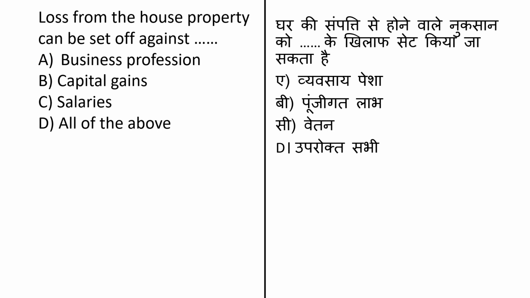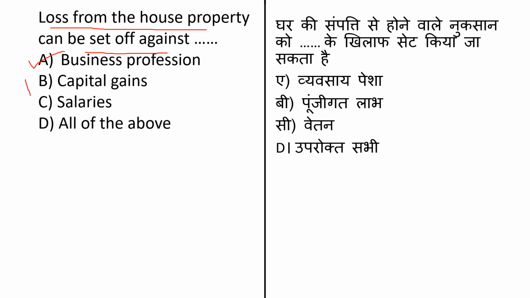The next question is, loss from the house property can be set off against what? Here they ask you about the loss from the house property. For this, the first option is business profession. Here the meaning of business is to earn profit by supplying goods and services, whereas a profession is an advance or services rendered by one or a group of persons and does not include manufacturing or selling of goods.